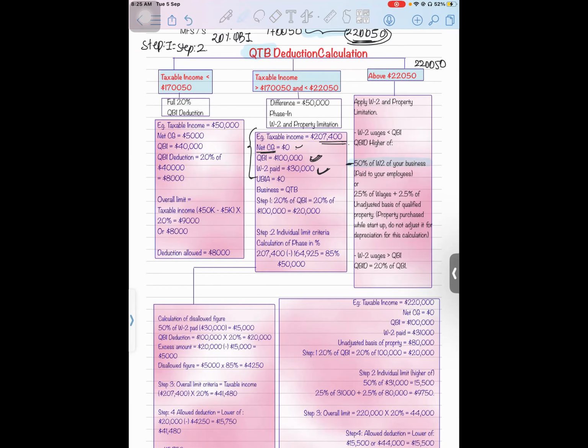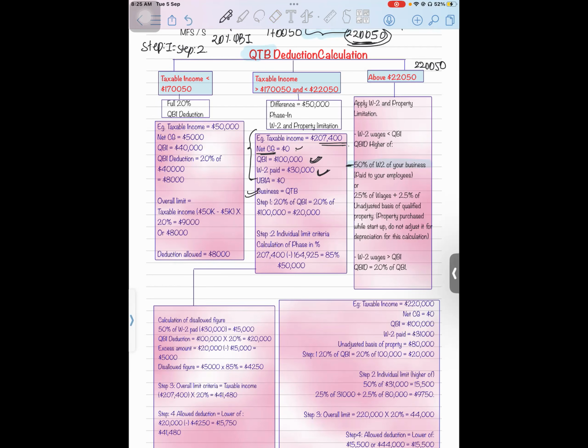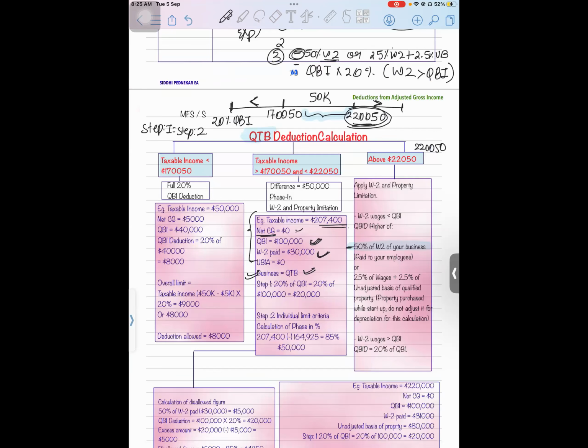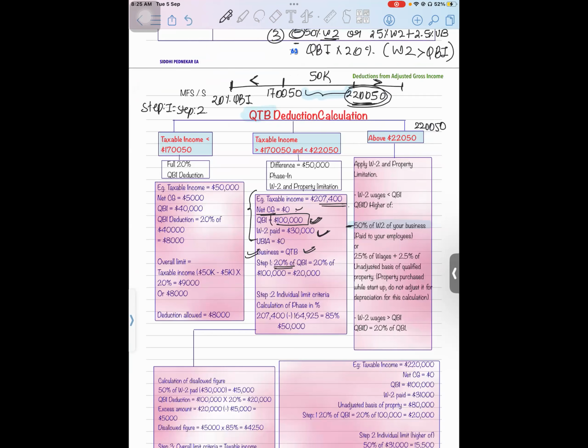Then check what type of business it is, because if it is an SSTB and you make this QTB calculation, it will be wrong. SSTB has a totally different calculation. In our case, the business is a QTB. Calculate in a stepwise manner. The first step is 20% of QBI. Our QBI is 1 lakh into 20%, so that comes to 20,000. Our first step is fixed.